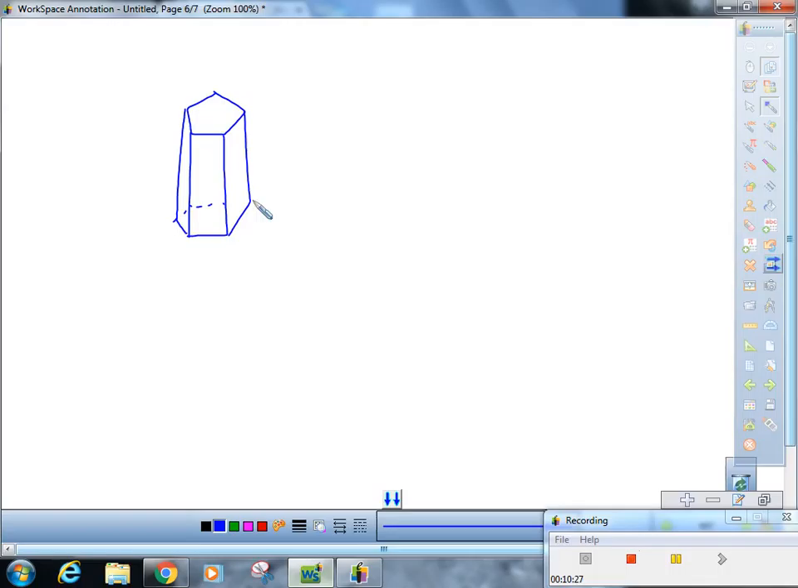So lateral area would be the area of all these rectangles. So it means take off the bases. That's what lateral area means. You got it? All right, you guys are good to start your little review.